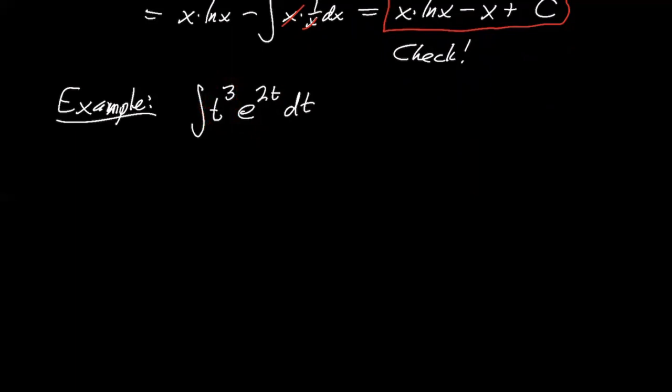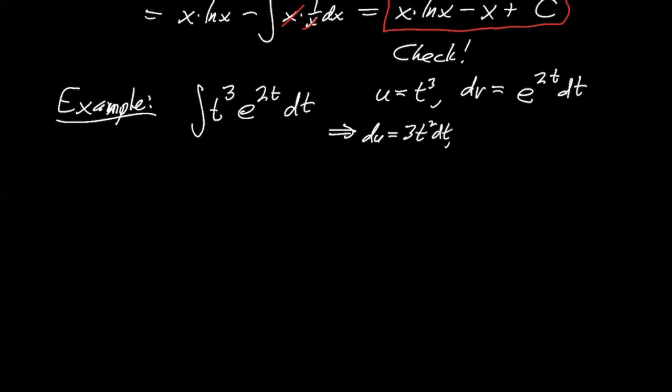So let's let u equal t cubed. dv then is the rest. That's the e to the 2t dt. And then we can calculate du, right? That's 3t squared dt. That's from differentiating. And then we can integrate dv. And remember how this works. We get 1/2 e to the 2t. There's no d's in it anymore. Right, this is the antiderivative of that.